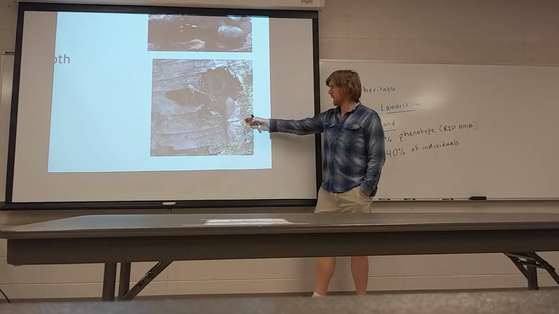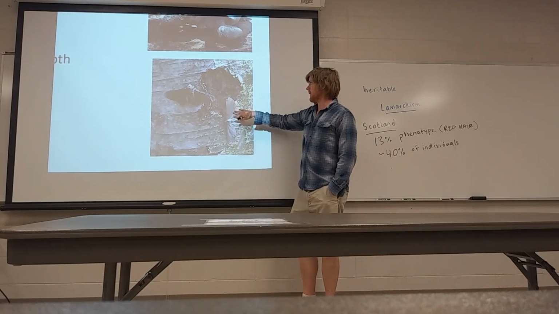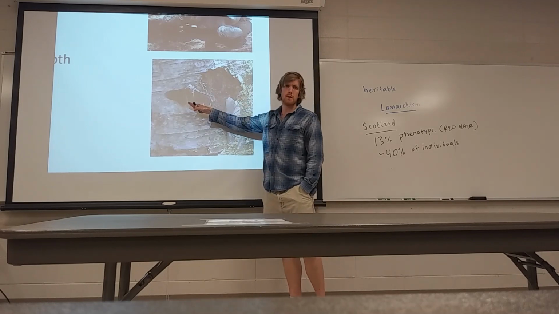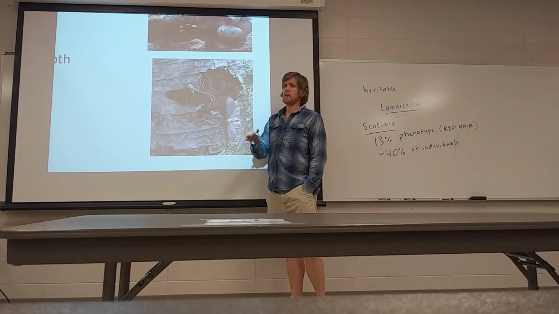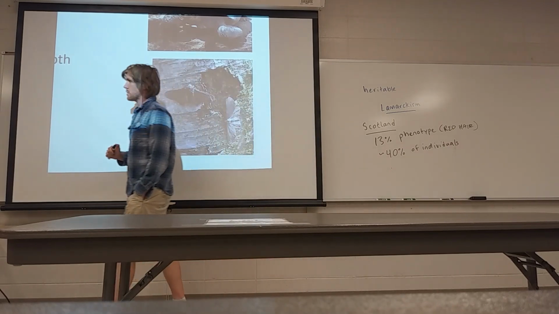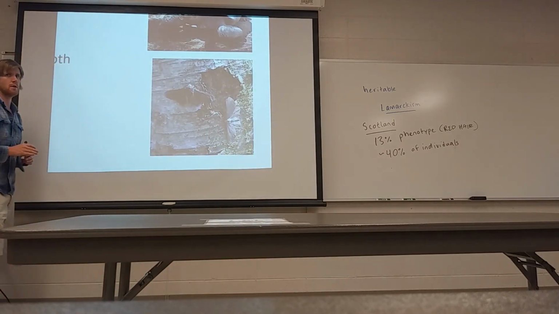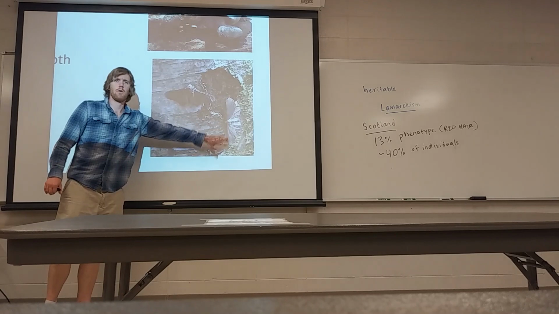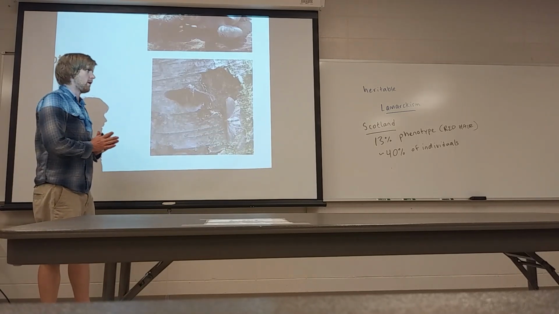And you have the light form and the dark form. The light form was dominant pre-industrial revolution. All of the soot from industry darkened the trees, and so the dark form was actually better suited for that environment, and so they became more dominant. And as we cleaned up industry over time, pollution decreased. The light form has tended to increase in number as well.